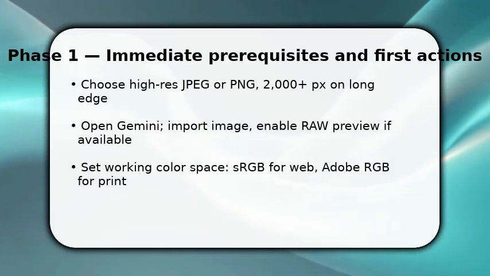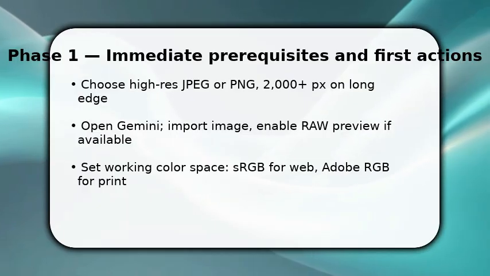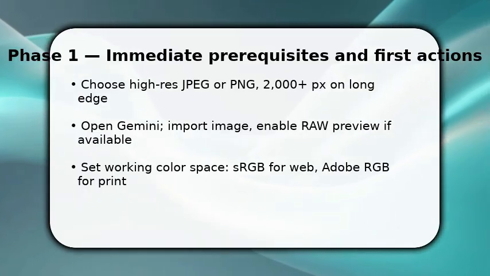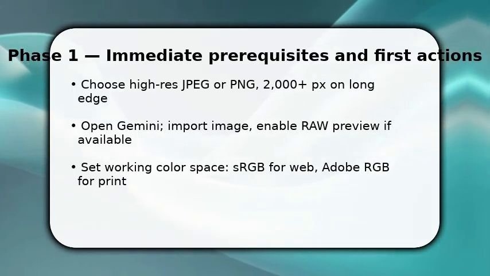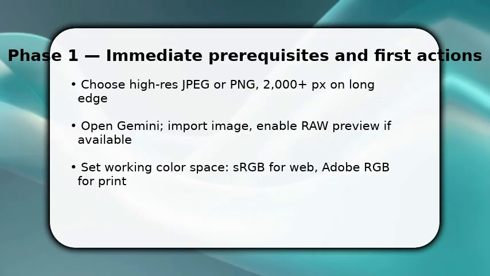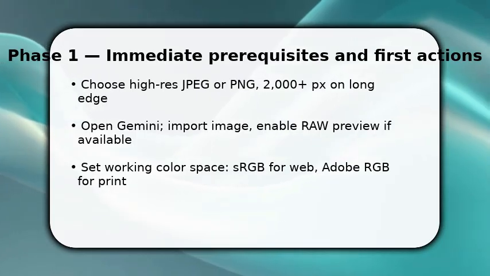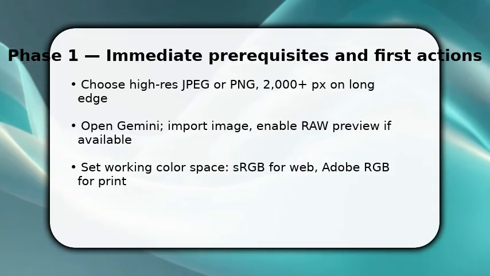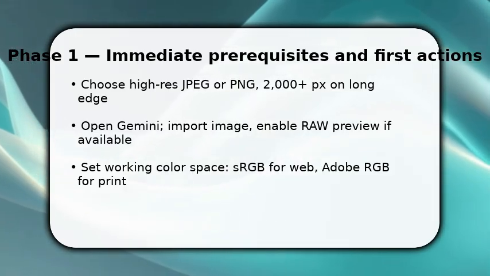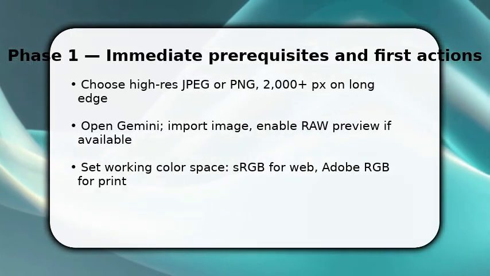You start by loading a clean, high-resolution photo into Gemini so edits read clearly. This matters because upscaling hides noise. Once imported, set the color space to sRGB for web or Adobe RGB for print, and enable RAW preview when possible. Now make a non-destructive duplicate layer. Work on the duplicate so you can revert.